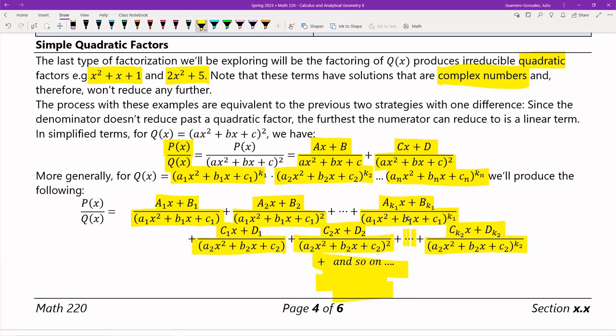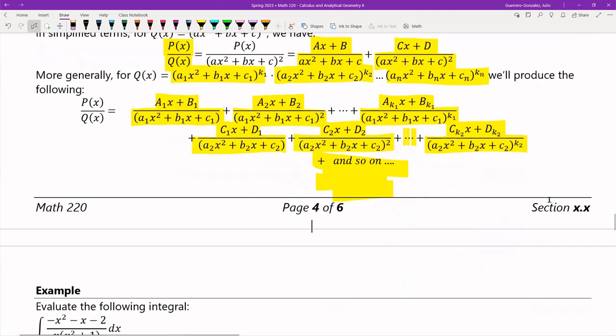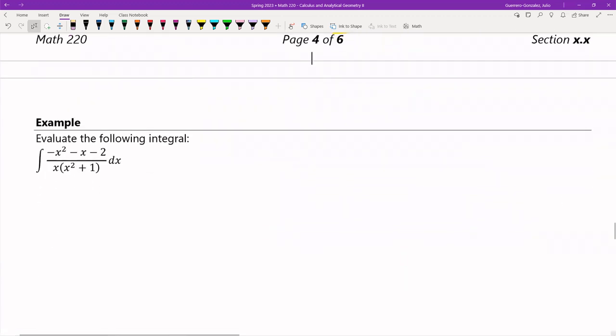Don't worry. I think more than one irreducible quadratic factor to a power no more than 2 is probably the worst that you'll see, at least in class. I believe any more than that is sort of a war crime. It's a cruel and unusual punishment. Okay, so let me show you guys what I mean.